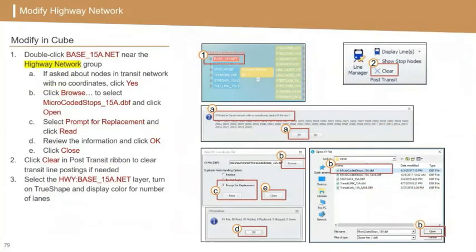Okay, so now the next step will be to modify the Highway network. Remember, our requirement is to widen a piece of Bruce B. Downs Boulevard from 6 lanes to 8 lanes. And then we will add a new centroid connector to connect TAZ307 directly to Bruce B. Downs Boulevard.